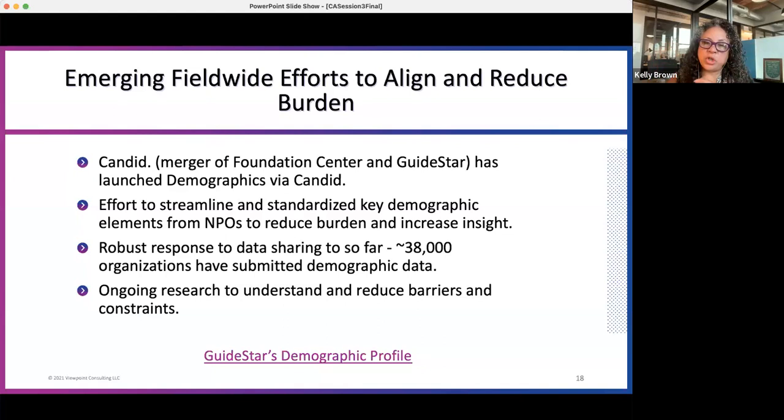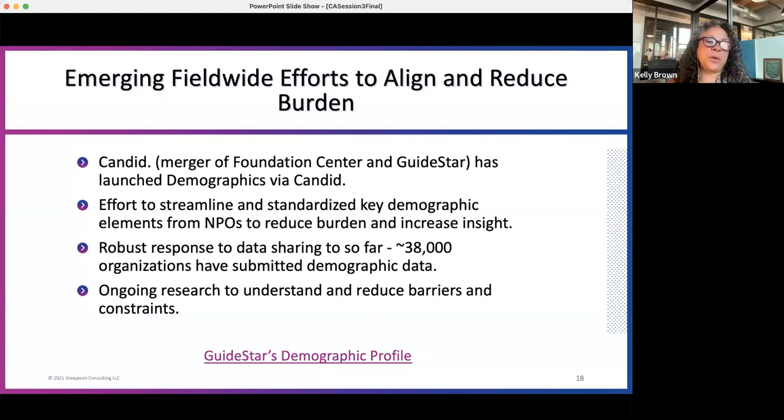But one effort we did want to mention is that you may have heard of Candid, which was the merger of the Foundation Center and GuideStar, has launched Demographics via Candid, where they're trying to encourage nonprofits to input their demographic data into GuideStar in one standard way so that it can then be accessed by a range of consumers, so that it reduces the burden in terms of constantly responding to lots of different requests, and also ensuring and increasing the value that comes from the aggregate and analyzable data.